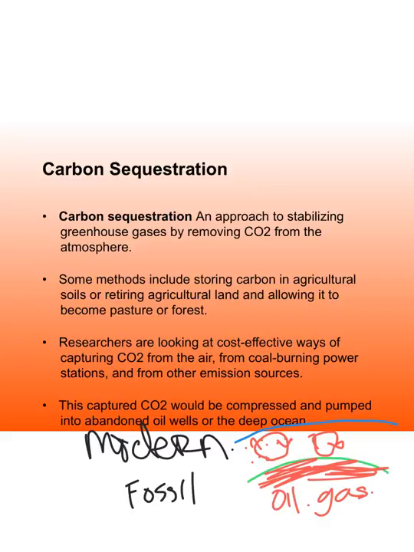So some ways we could do that is just allowing some agricultural soils to stay out of use for a long period of time, let it become pasture and forest. We know that forests are basically gigantic pillars of CO2, right? And if we don't cut them down right away, it can keep them in there for very long periods of time. Why not develop technology that will actively remove CO2 from the air and from coal burning power stations?